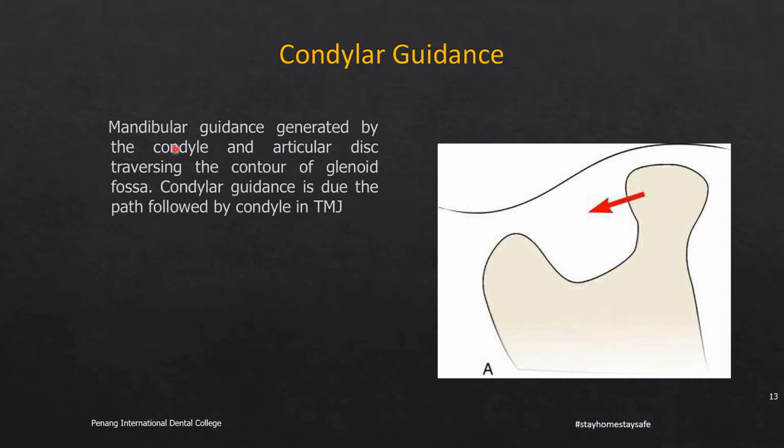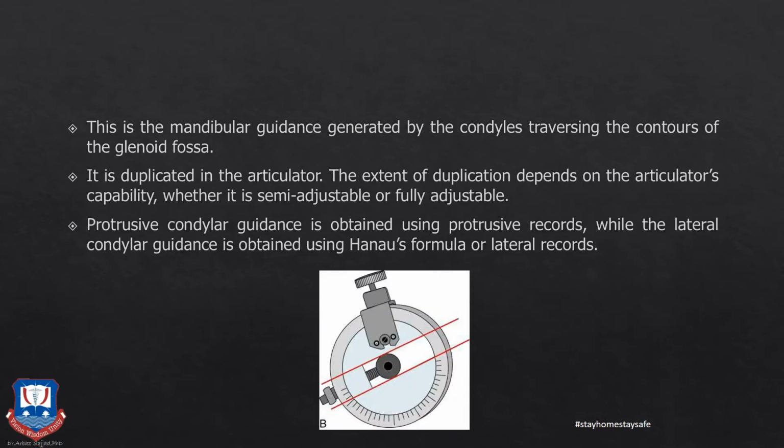So condylar guidance is a mandibular guidance generated by the condyle and the articular disc traversing the contour of the glenoid fossa. So this is the glenoid fossa, and the movement of the condyle against the incline of the glenoid fossa is termed as the condylar guidance. Condylar guidance is due to the path followed by the condyle in the temporomandibular joint capsule. So this is the mandibular guidance.